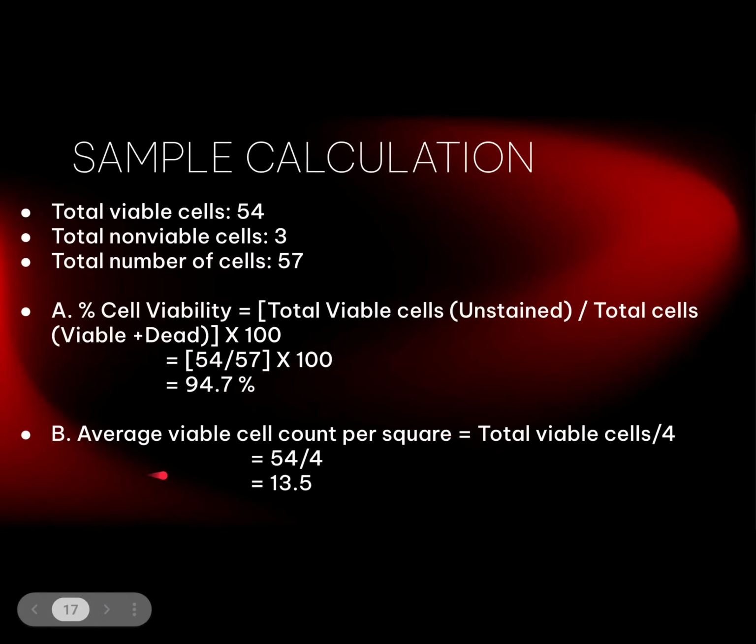Next one, the average viable cell count per square. We simply get the total viable cells, which is, again, 54, divided by 4. Therefore, we get 13.5.